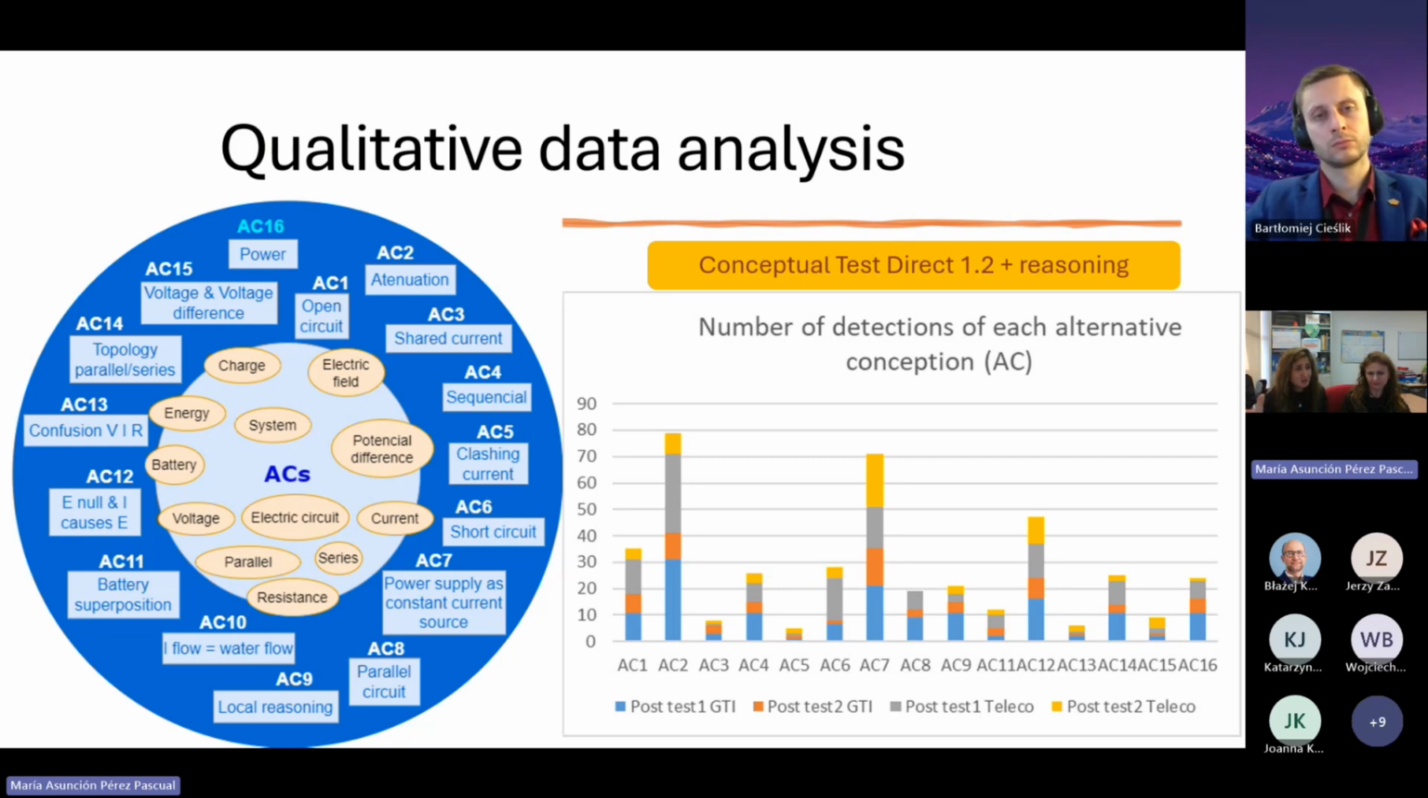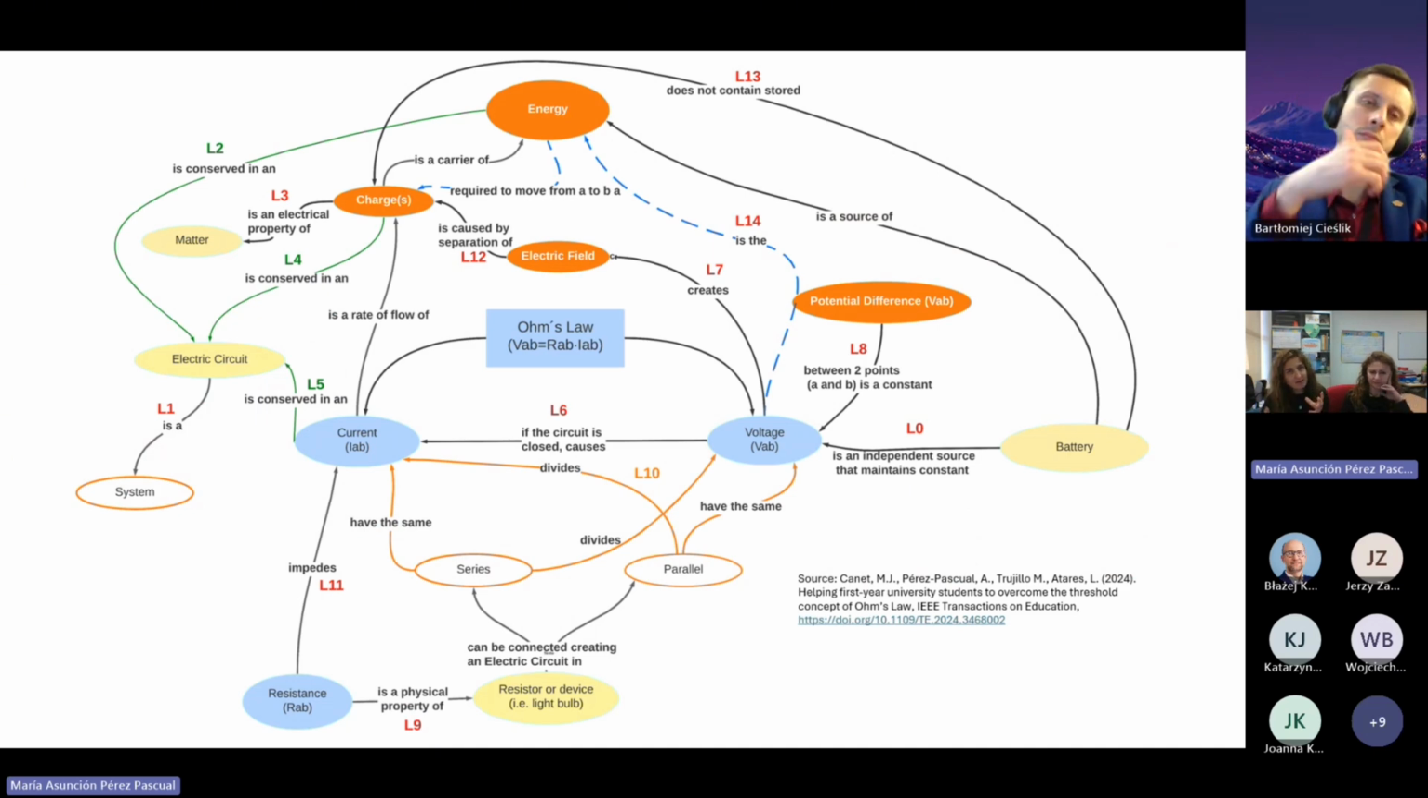Okay, but here we have lots of information about how novice students reason. But not only that, because by comparing the way that students reason, we were able to construct this conceptual map showing how the expert reasons. Here we have Ohm's law and all the other concepts related to Ohm's law, and even the links between all these concepts. And we know which link causes each alternative conception. We have a lot of information from the expert point of view and from the student point of view. So all this information is what we are using to feed artificial intelligence to create the tutor, the Socratic tutor with artificial intelligence, to help students to understand this concept.